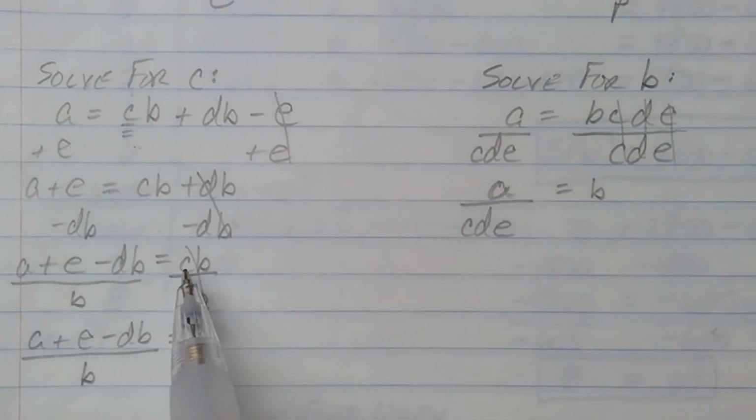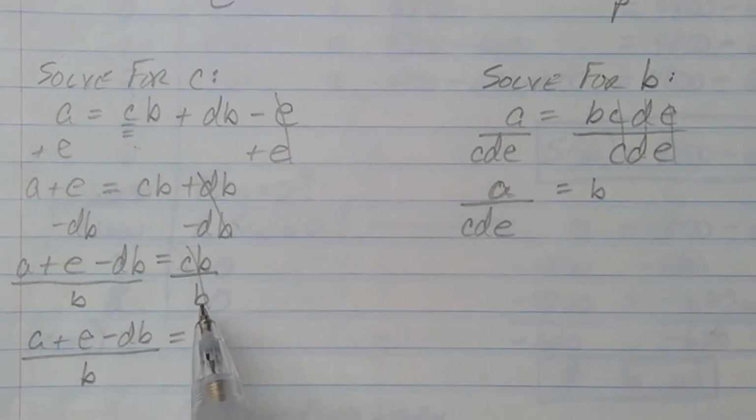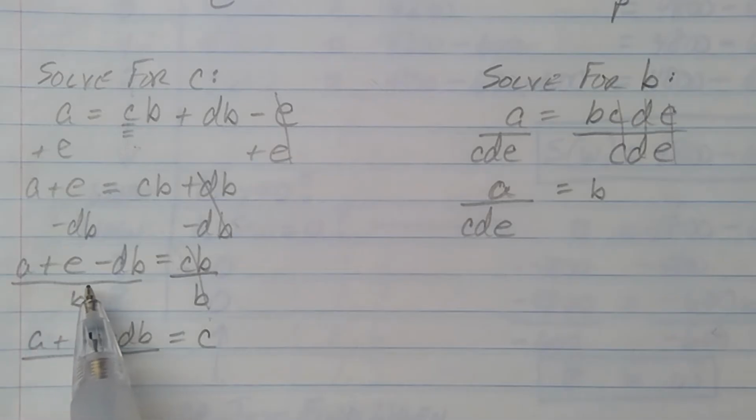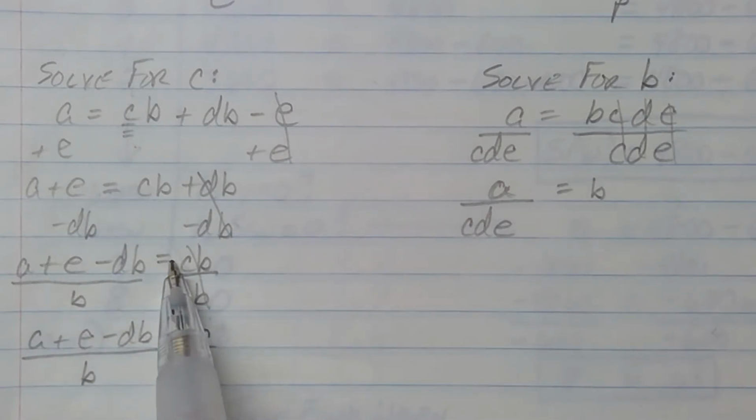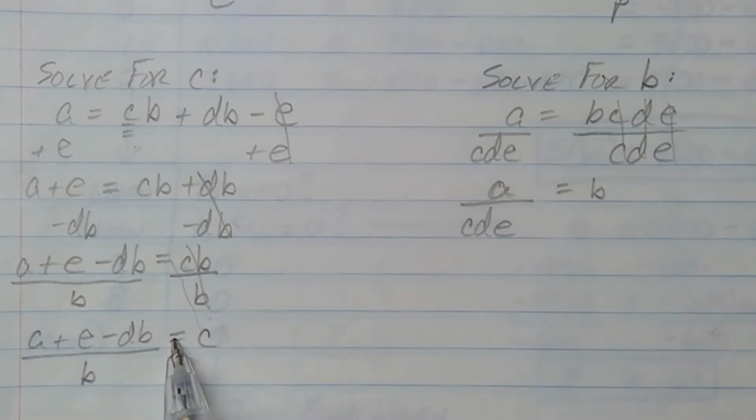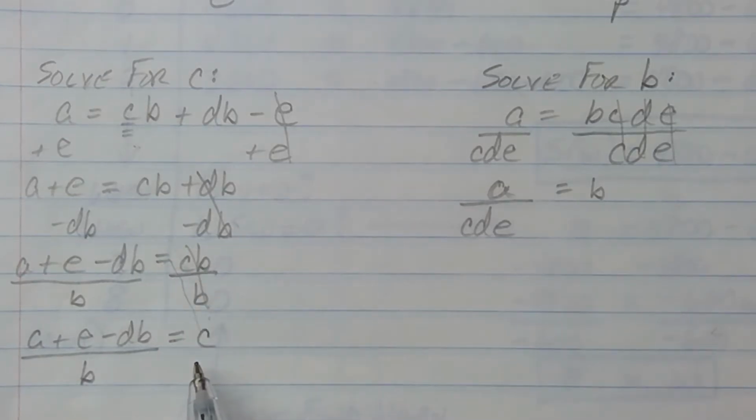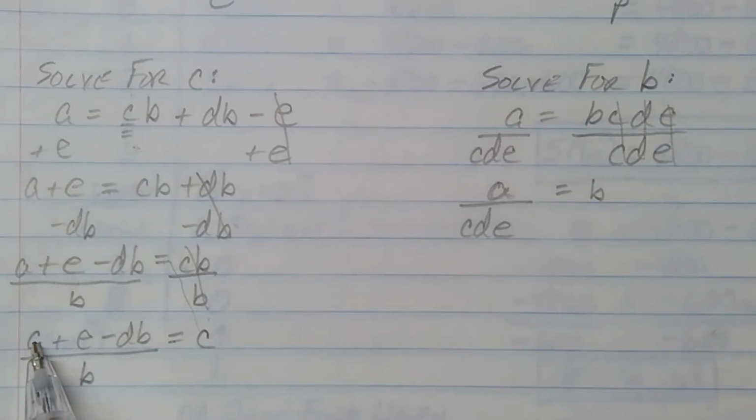Now the last thing I want to do to get this C alone is divide that B away from the C. So I'm going to divide the right side by B, and over here I have to make sure I divide the entire left side by B. I'm going to write a nice final equation. So bring my equal sign down. My C is alone. And C equals, to find C, what you do is you take A plus E minus dB and divide it all by B.